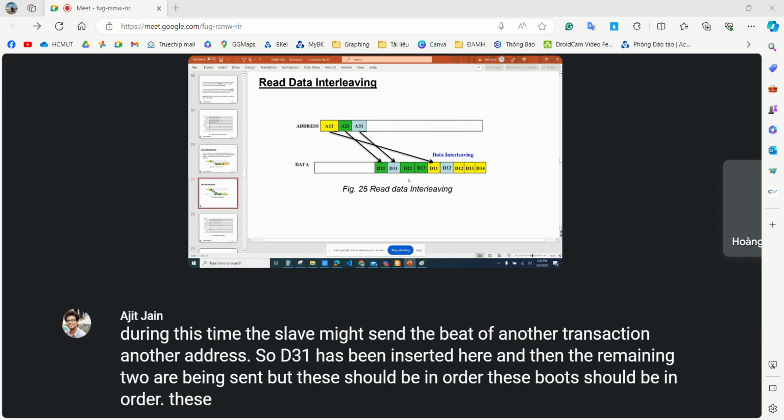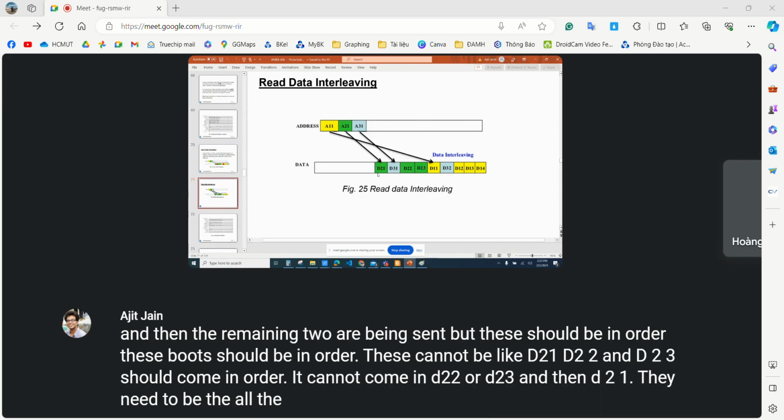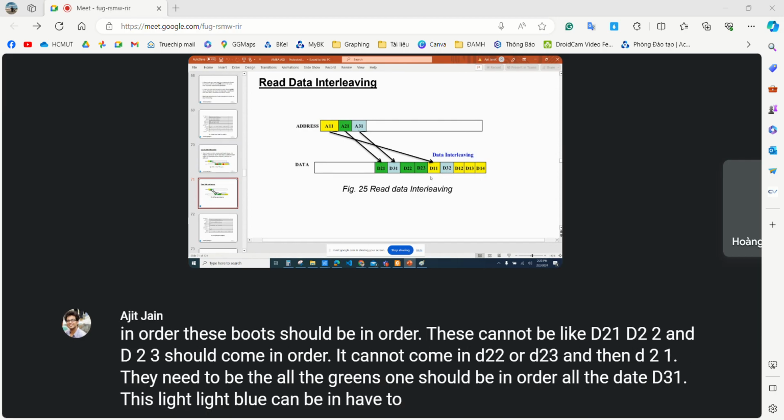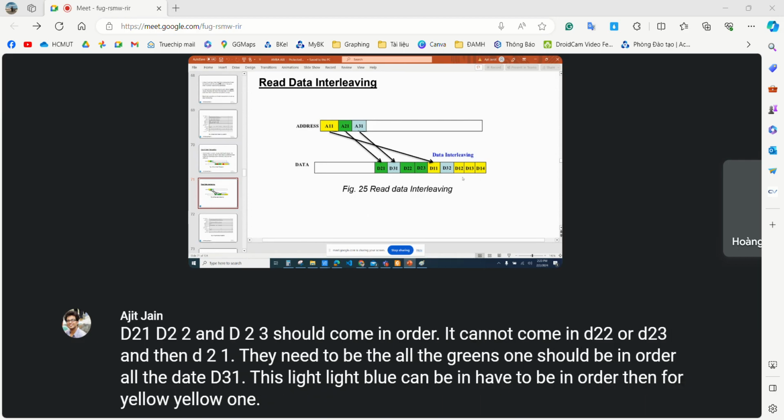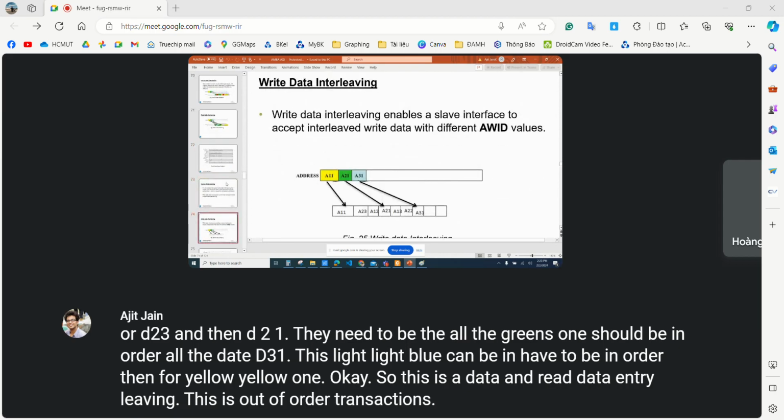D21, D22, and D23 should come in order. It cannot come as D22 or D23 and then D21. All the green ones should be in order, and the D31 light blue ones have to be in order, then the yellow ones. So this is read data interleaving, and this is out of order transactions. Then normal write ordering.